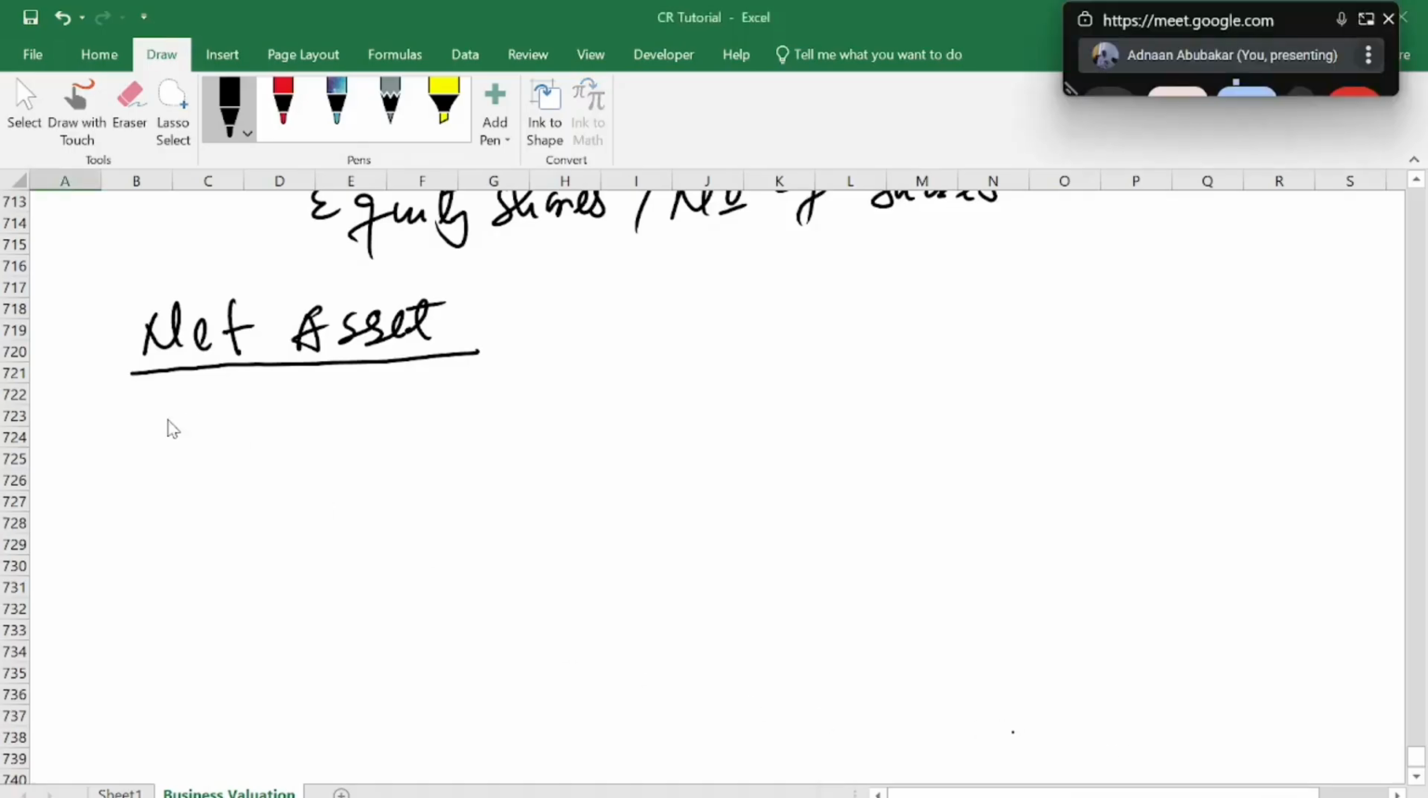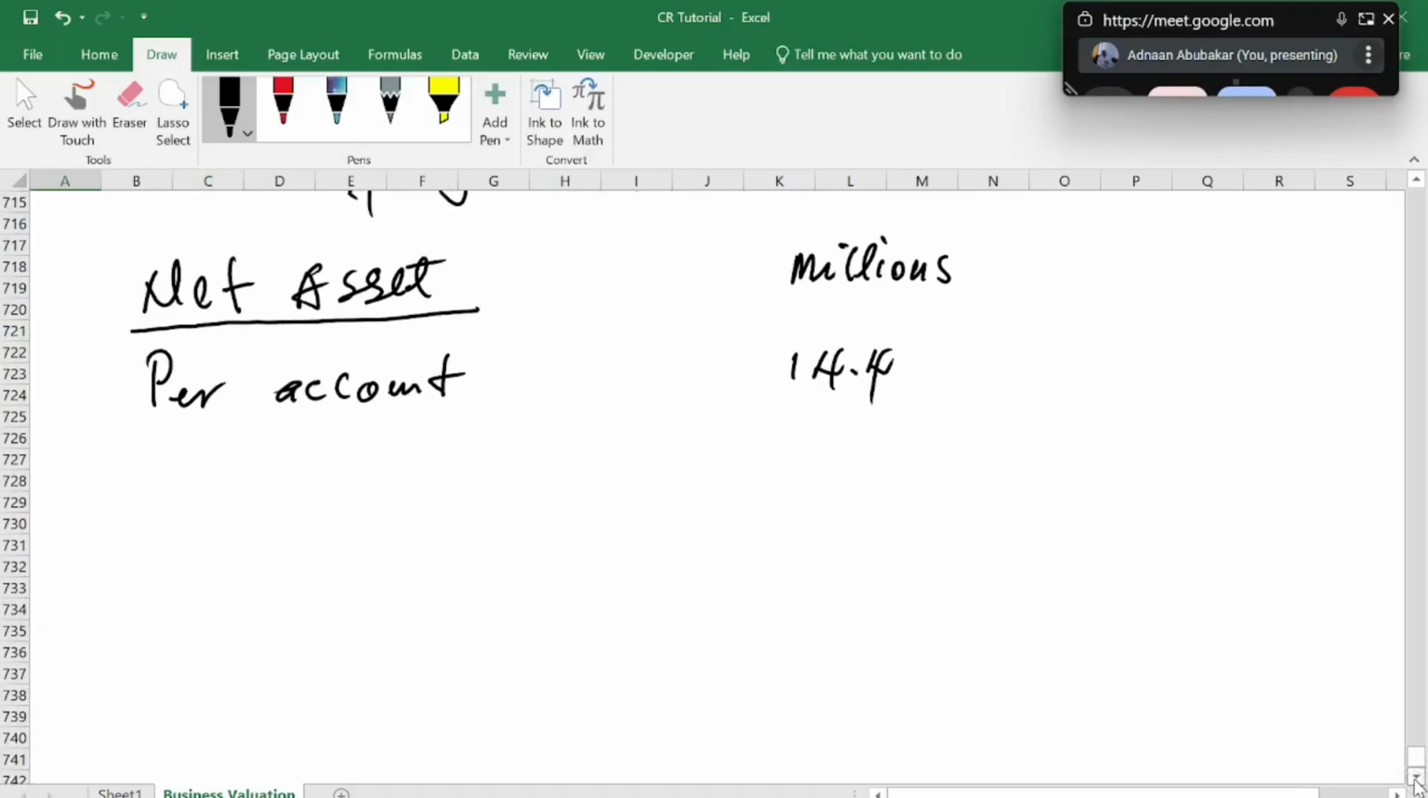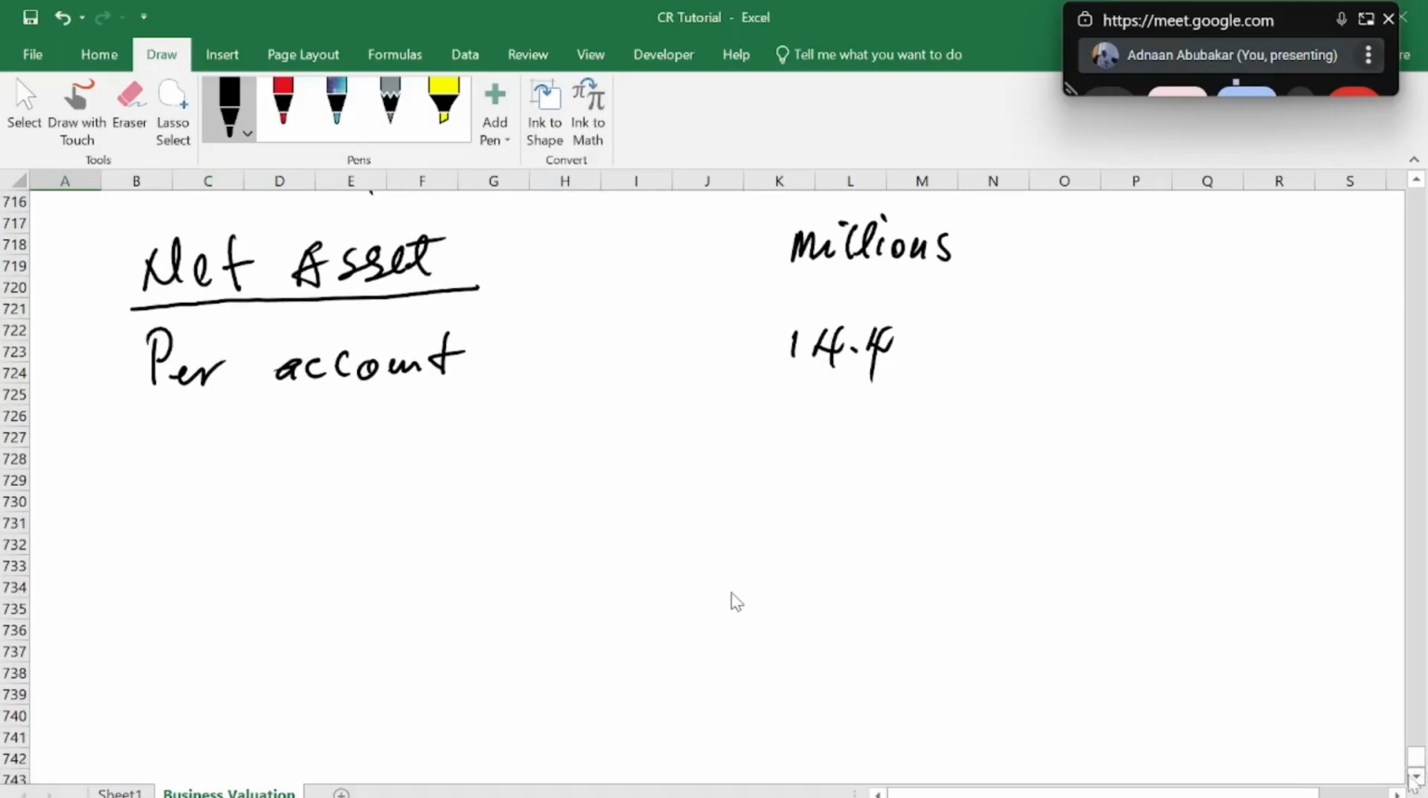Good. There you put it, 30 for Dingo. So then you write per account. The net asset is 14.4. Then, because it is in millions, you can put it up here: millions, so that this one will be 14.4 million. Are you following? Yes, sir. Good. Now, after you are done with this, what do you do again?